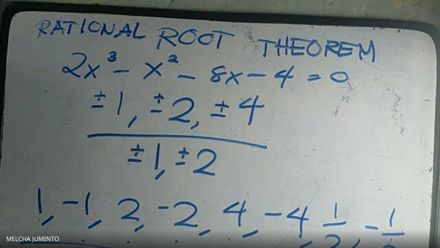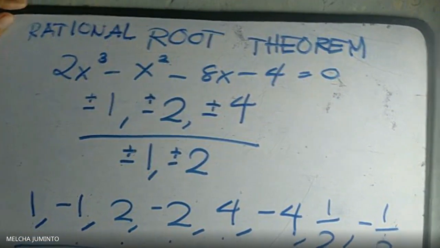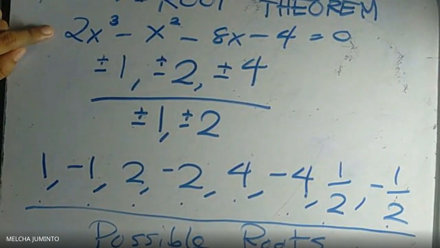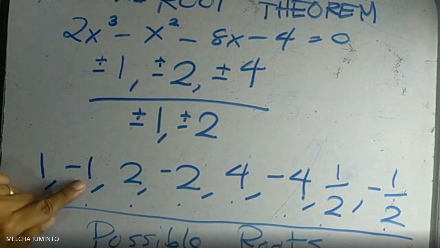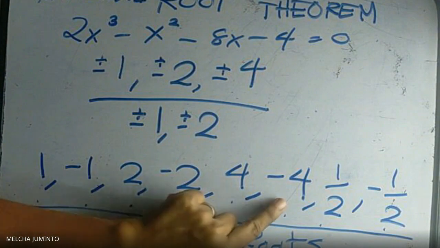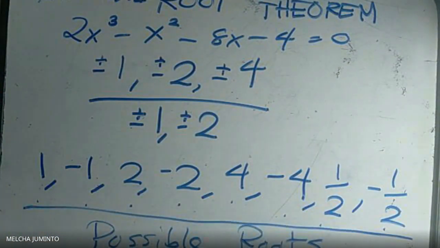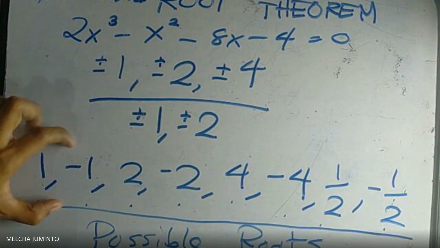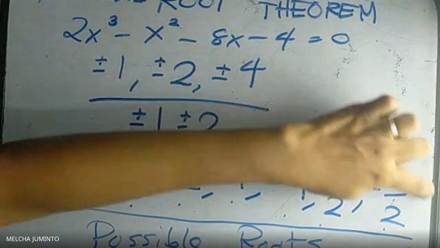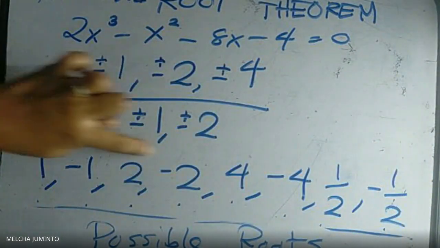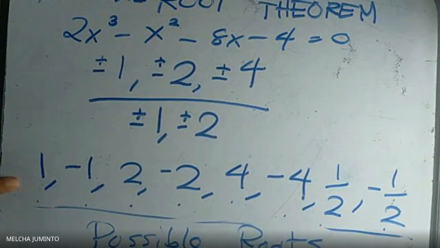So these are the possible roots of this polynomial, which are 1, negative 1, 2, negative 2, 4, negative 4, 1 half, negative 1 half. We just need to focus on these 8 numbers. The roots of the polynomial are only found here. We will choose among these 8 numbers to be considered the roots of this polynomial.